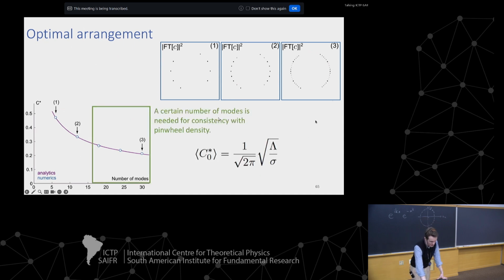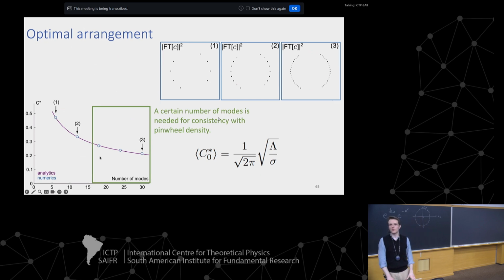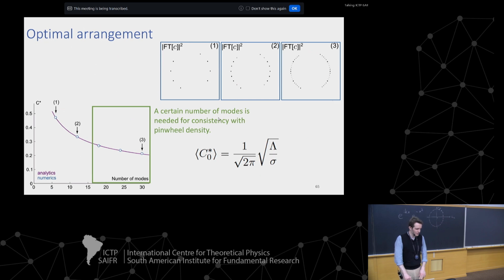Yeah, that's the mathematical term. So we are restricted to a certain range in this parameter space where the pinwheel density is consistent with the 3.4 that we had seen in the data. And that means now that our correlation coefficient is bounded. We can't do better than around 0.3 or thereabouts. Otherwise, we would observe deviations in the pinwheel density.